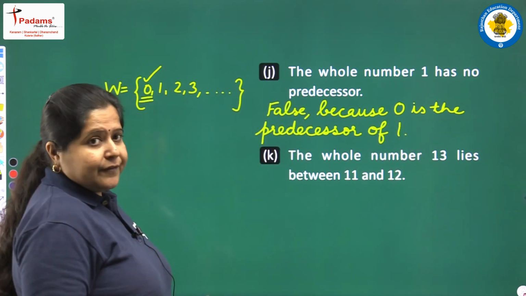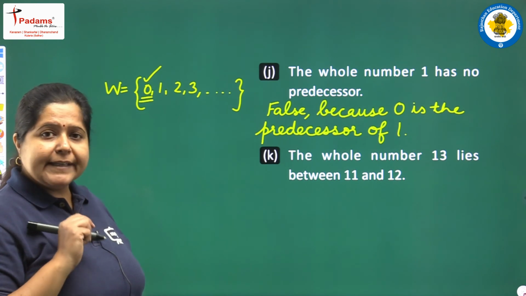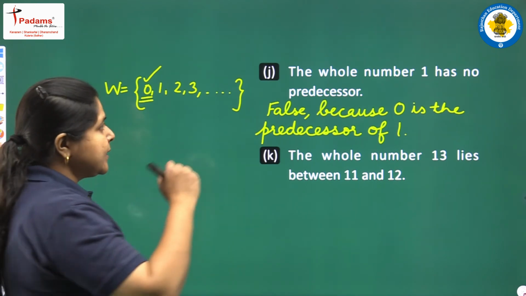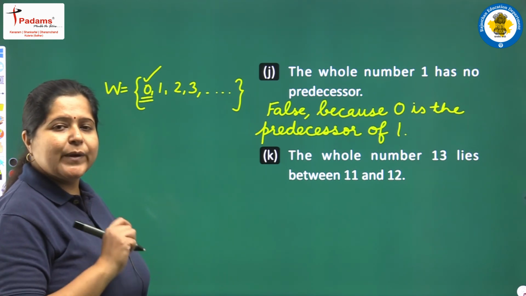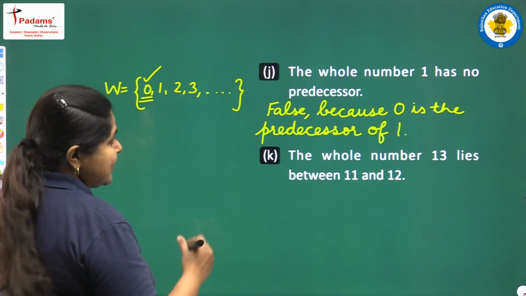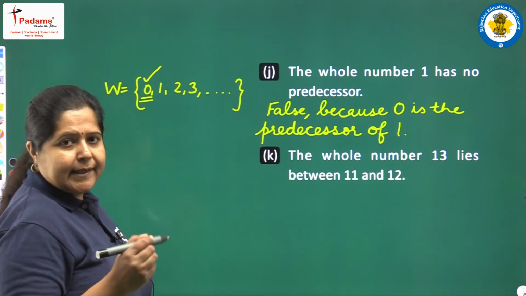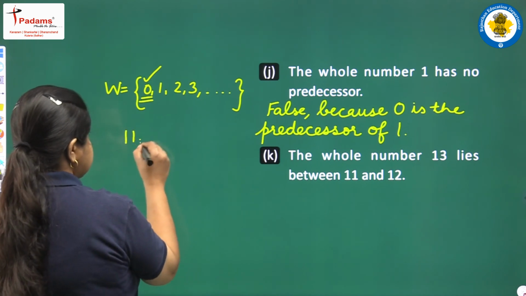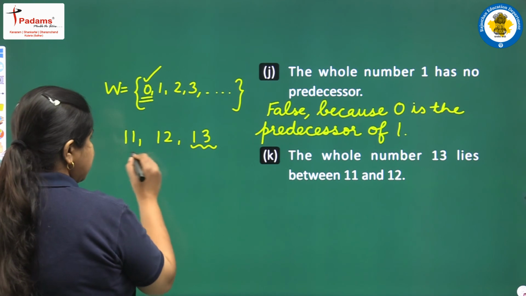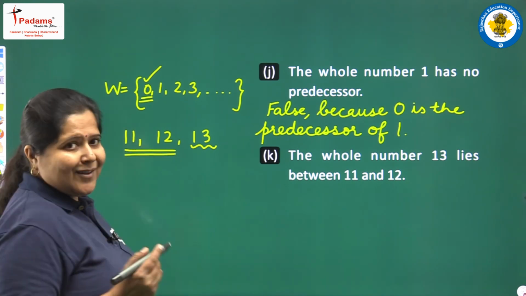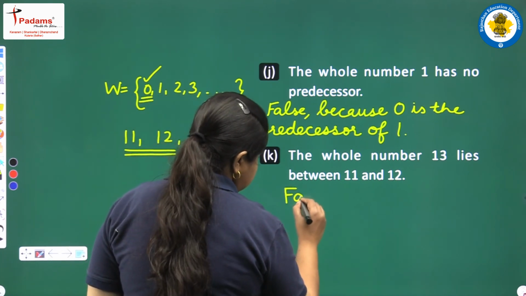Clear to you? When we were taking it up to be a natural number, then it did not have any predecessor, but now we are considering it to be a whole number, and so it has a predecessor which is 0. Then, the whole number 13 lies between 11 and 12. Let us write the three numbers. It is 11, 12 and 13. Now is this 13 coming in between the two given numbers? Obviously not. So it is a false statement.